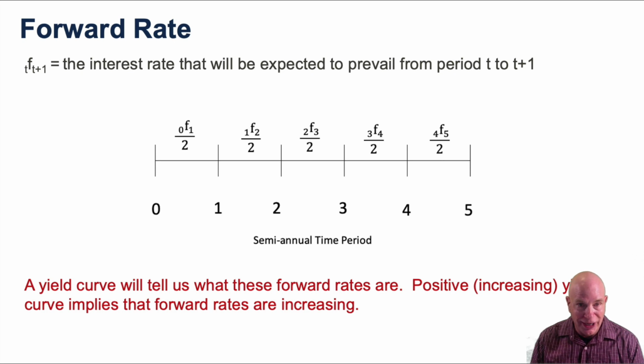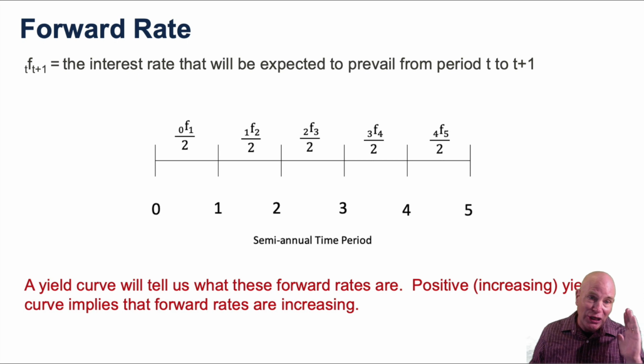One from 0 to 1. Currently, the yield on the 6-month bill from 0 to 1. Then we have a forward rate from 1 to 2. That's giving the interest rate from period 1 to period 2. If you sit back and think about it, forward rate 1 to 2 is the yield that will exist 1 period from now for a 6-month bond. That is what that forward rate implies.